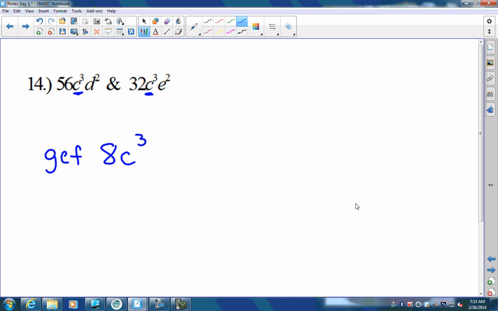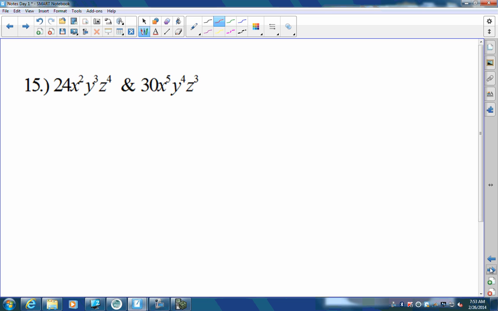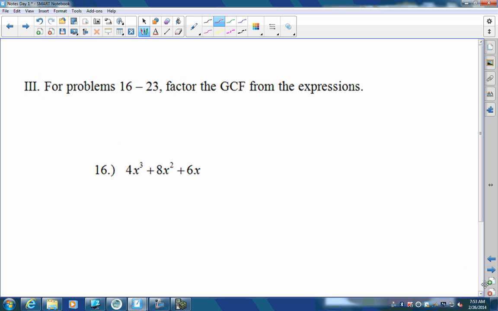Now, the other letter that I have right here is a D. Is there a D in this other term? No, so it can't go in here. And the other one has an E. The GCF has to be what is in common in both of them. Okay, and I set you up to make sure because we hadn't done one of those yet, so most likely you put a D and an E, but I'm trying to stress that it has to be in both of them.